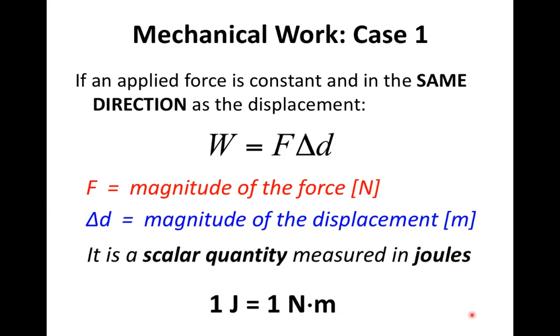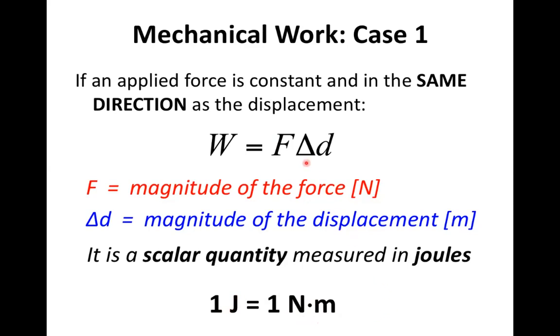Notice that because they're magnitudes of vectors, we have scalars, so the answer when we multiply those two scalars together is a scalar. 1 joule is equal to 1 newton meter. A 1 newton force causing an object to move by 1 meter would require 1 joule. You'd have to do 1 joule of work on that object.